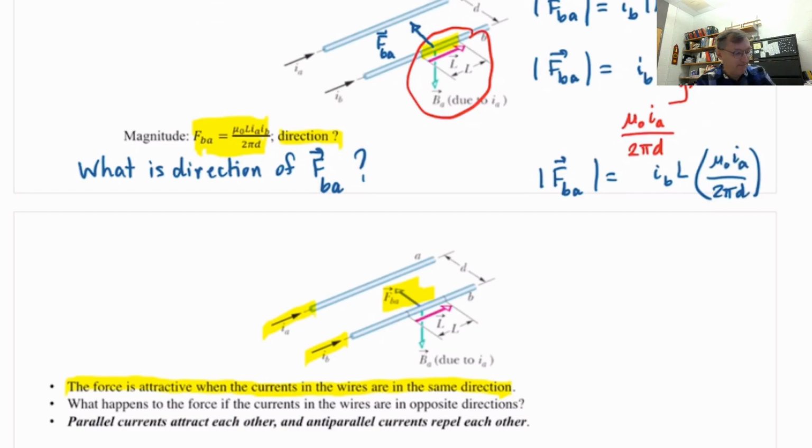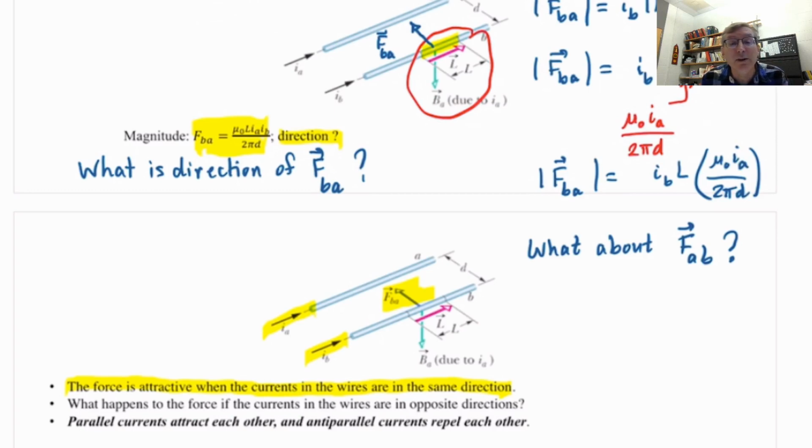All right, now, I want to ask some more questions about this. That's all well and good for the force on B due to A. Let's figure out the force on A due to B. What about force on A due to B? Arrow. I want a magnitude and I want a direction.